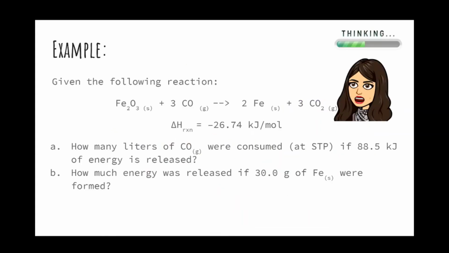All right, we also have another problem that we're going to be doing here in just a second. So we're given a chemical reaction, and we're told that our delta H of reaction is a negative 26.74 kilojoules per mole. So again, that would be an exothermic reaction, and that would mean that this delta H, or this heat, would be a product. So we have 2 things we want to figure out. The first one is how many liters of carbon monoxide were consumed at STP if 88.5 kilojoules of energy is released. Then, how much energy is released if 30.0 grams of iron were formed? So kind of 2 parts, and we'll solve these on the next screen.